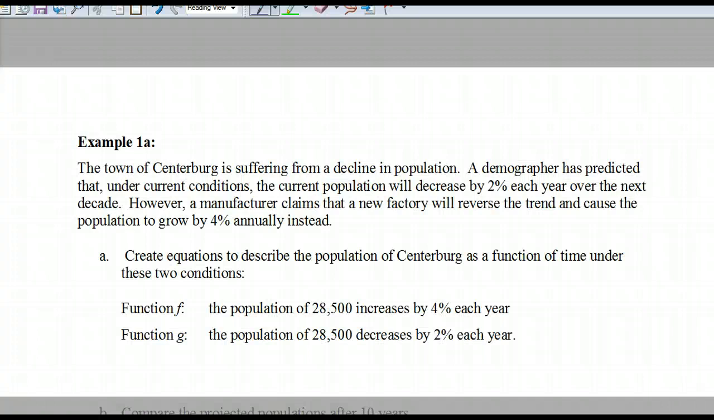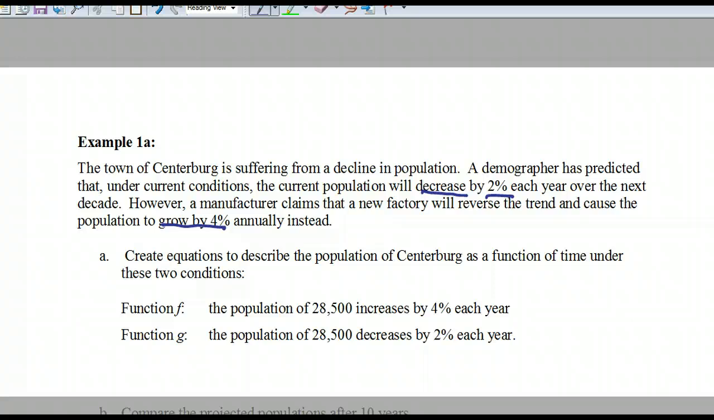Okay, so let's look at this example. The town of Centerburg is suffering from a decline in population. A demographer has predicted that under current conditions, the current population will decrease by 2% each year over the next decade. However, a manufacturer claims that a new factory will reverse the trend and cause the population to grow by 4% annually instead. Create equations to describe the population of Centerburg as a function of time under these two conditions.